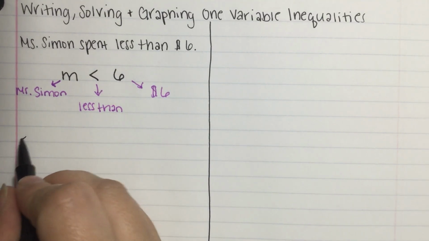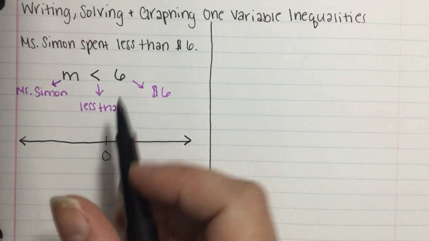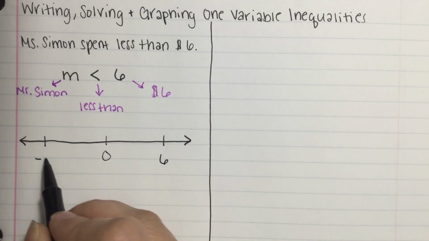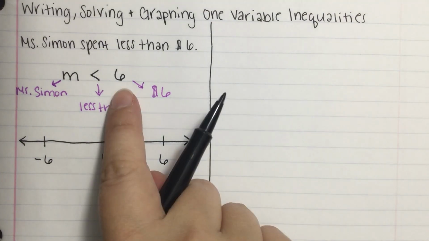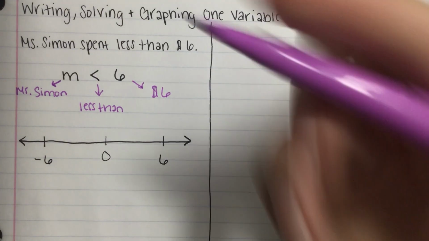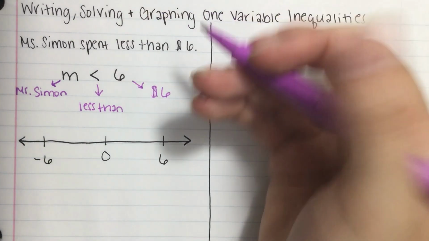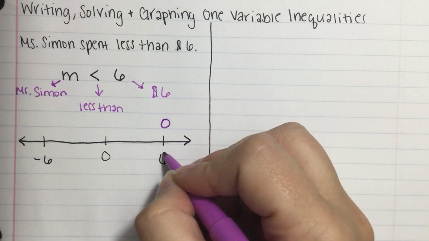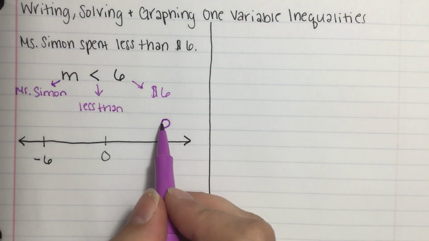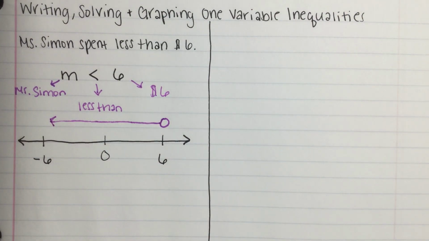From there, I can graph my inequality. The way that I like to do this is I like to put 0 in the middle, and then depending on what my number is, I'm going to put the positive value to the right and the negative of that same value to the left. So since my number was 6, I put it on my right, and I put -6 on the left of 0. Since my symbol is less than, meaning that all the money that I spent is less than $6, I'm going to put an open circle above 6. That means that I am talking about 6, but it's not equal to 6. And I want everything less than or to the left of 6.